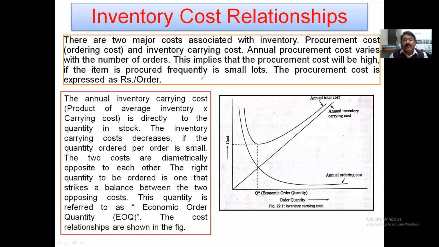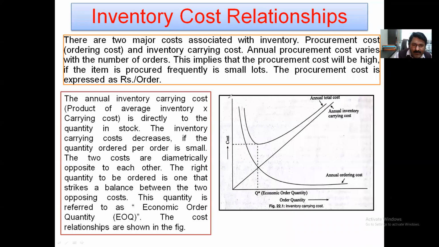So there are two major costs associated with inventory: procurement cost, or ordering cost, and inventory carrying cost. Annual procurement cost varies with the number of orders. It implies that the procurement cost will be high if the item is procured frequently in small lots. The procurement cost is expressed as the ordering cost. So let us see this one by one.